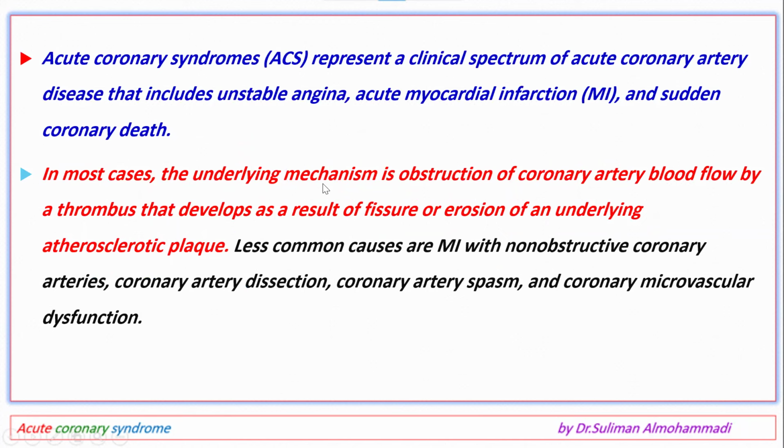The definition of acute coronary syndrome: it represents a clinical spectrum of acute coronary disease that includes unstable angina, acute myocardial infarction, and sudden coronary death. In most cases, the underlying mechanism is obstruction of coronary artery blood flow by a thrombus that develops as a result of fissure or erosion of an underlying atherosclerotic plaque. The least common causes are myocardial infarction with non-obstructive coronary artery disease, so coronary artery dissection, coronary artery spasm, and coronary microvascular dysfunction.